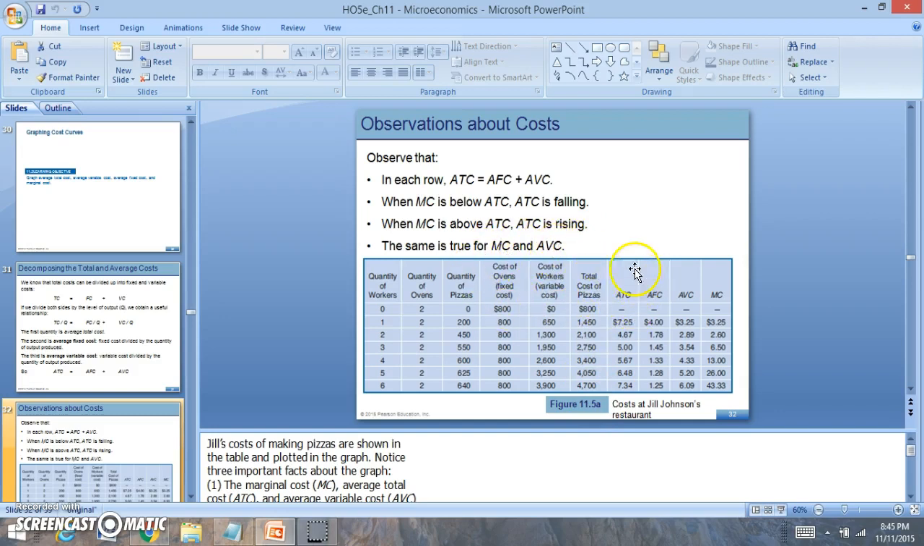This column is average total cost. Average total cost is looking at the average cost to produce, let's say here, 200 pizzas, $7.25. This is the average fixed cost, which is always decreasing. Then average variable cost and marginal cost. The marginal cost is the additional cost to produce an additional pizza. So these are the different costs that we're looking at in the calculation.